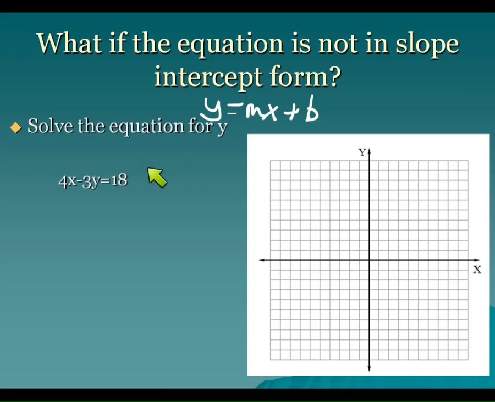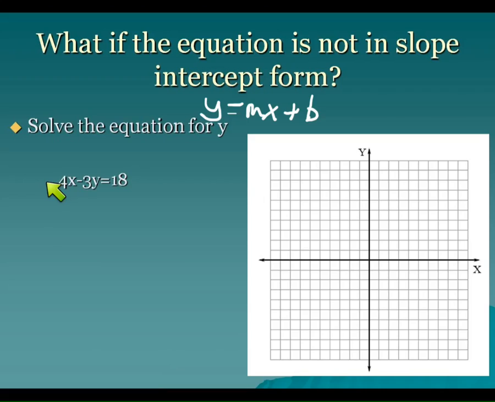I can put this in this form if I just rearrange the equation to get y by itself. If I solve this equation for y, or get y by itself, I can get it in this form. That way it's a lot easier to graph. So I want to get this y by itself. So I'm going to leave this negative 3 last to undo. So I need to move this 4x to the other side of the equal sign first.